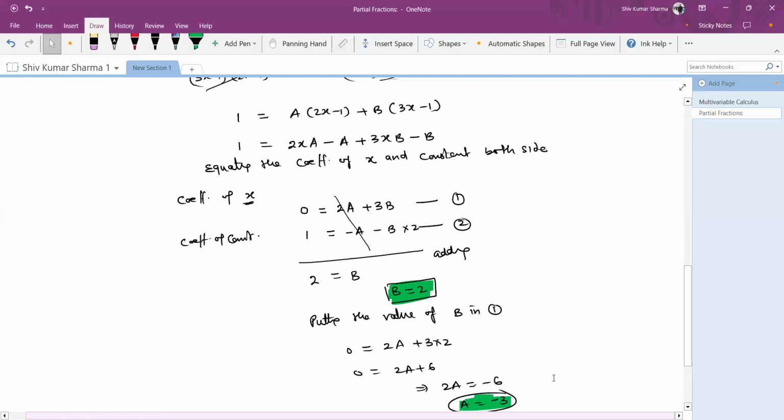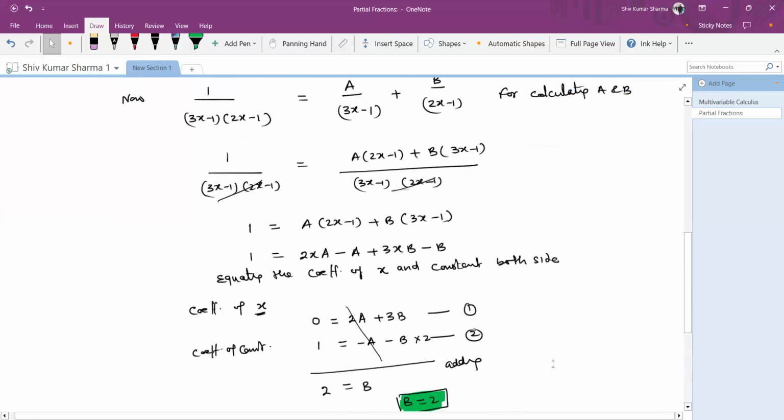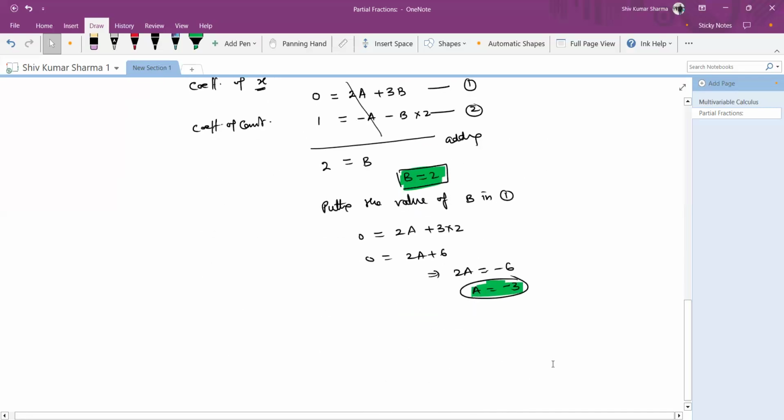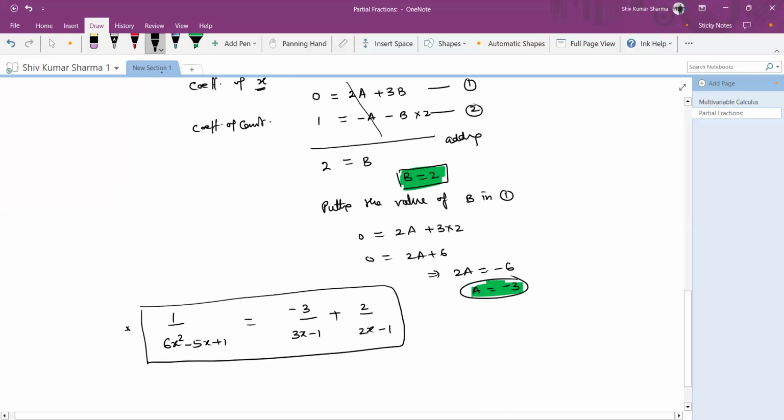Now putting these values into the partial fraction form, we write down the partial fraction of 1 upon 6x square minus 5x plus 1 is equal to minus 3 upon 3x minus 1 plus 2 upon 2x minus 1. So these are our partial fractions. So this is the basic or general method we use to solve.